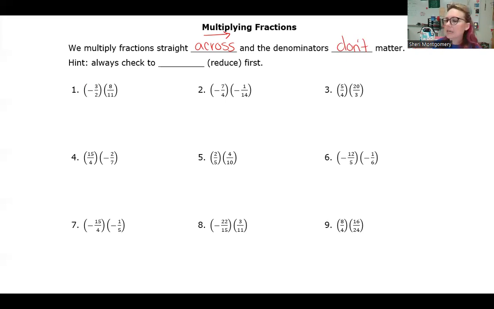And so this is the hint. You can multiply these straight across, and sometimes you're going to need a calculator because the numbers are going to be big. If you take a look, we've got some really big numbers down here, 15 times 11 or 22 times, like some of them are big. But I told you that I don't think you're going to need a calculator, because I really don't think you do if you do this hint first. So the hint says, always check to simplify or reduce first. If you simplify or reduce, then it will make multiplying fractions way easier. Then it becomes numbers you can do in your head.